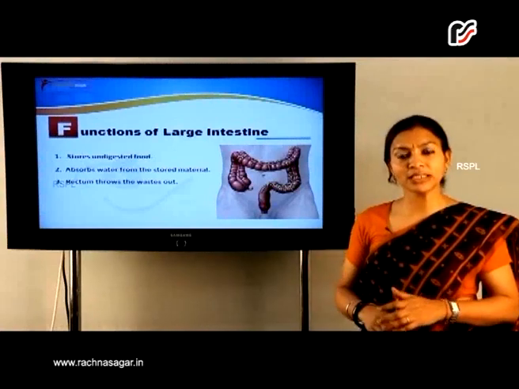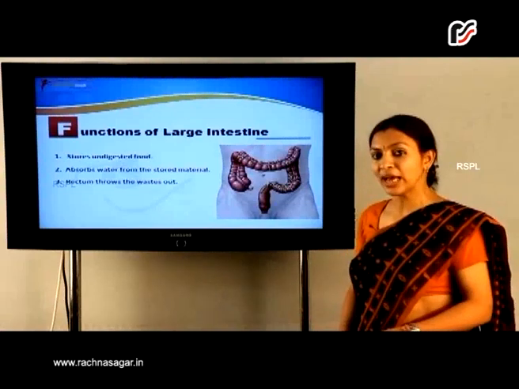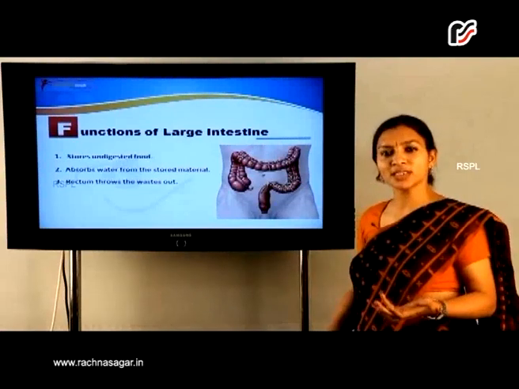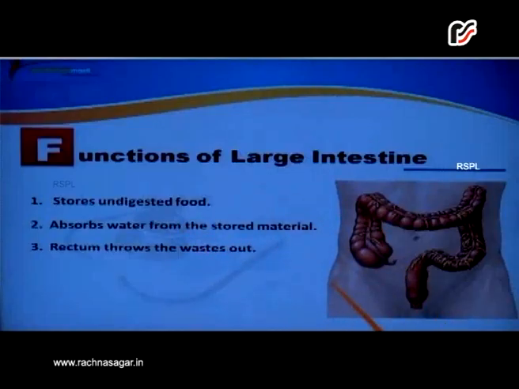When the food enters the large intestine, then what happens there? Is it a useful part of the alimentary canal, or is it just like storing the waste? Let's have a look. So the functions of the large intestine are displayed here. We can go through them.